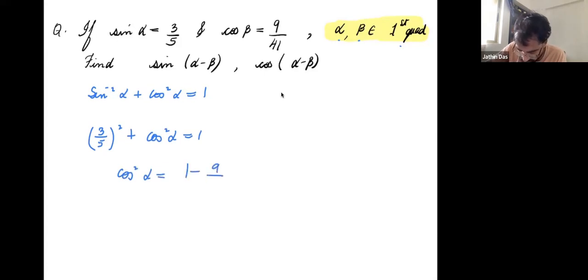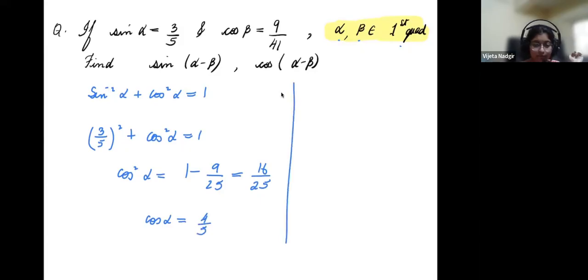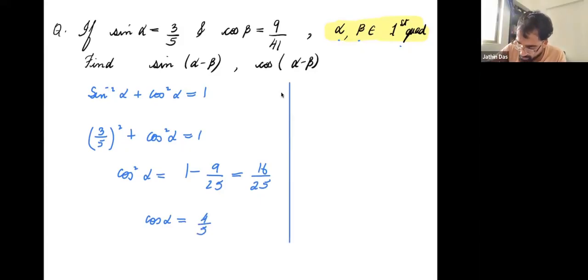One minus 9 by 25, which is 16 by 25. Okay, the cos alpha you got it as 4 by 5. 4 by 5, positive because it is in the first quadrant, so we'll not take the negative one. Okay. Cos beta is 9 by 41.